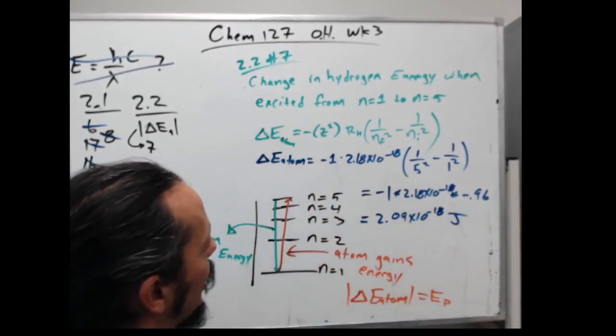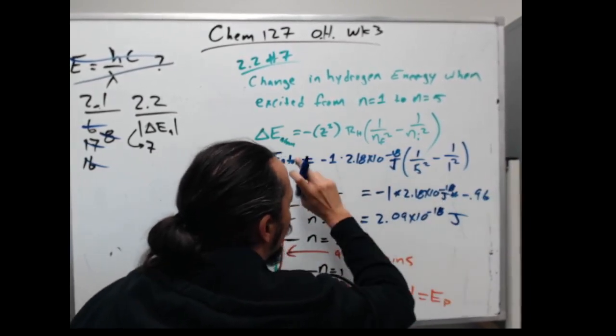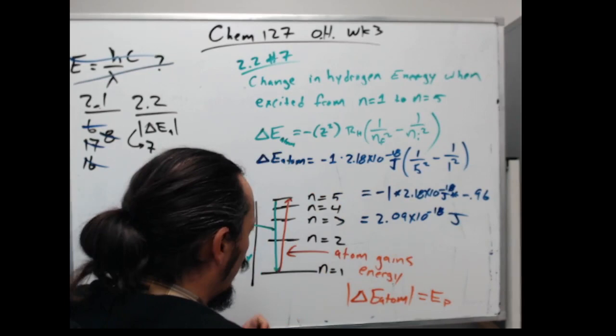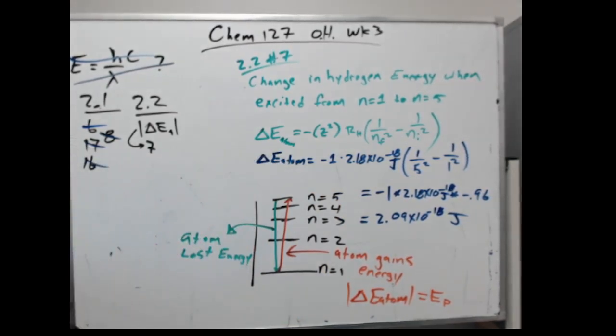I got a little lazy with my units. This is in units of joules. This is in units of joules. That's no units. That's no units. So I end up with positive 2.09 times 10 to the minus 18 joules.